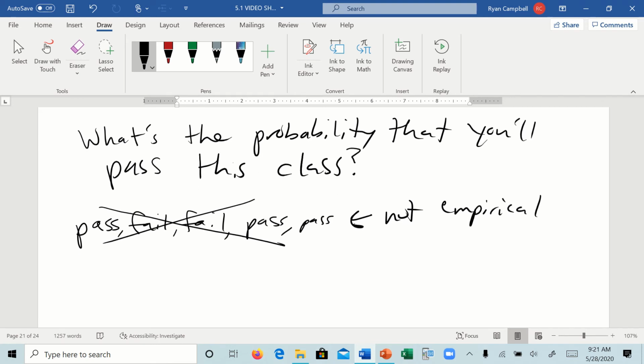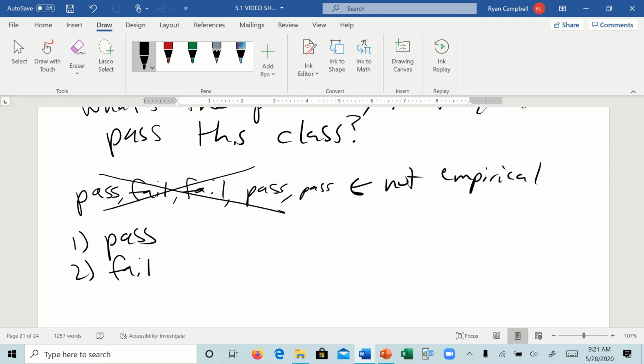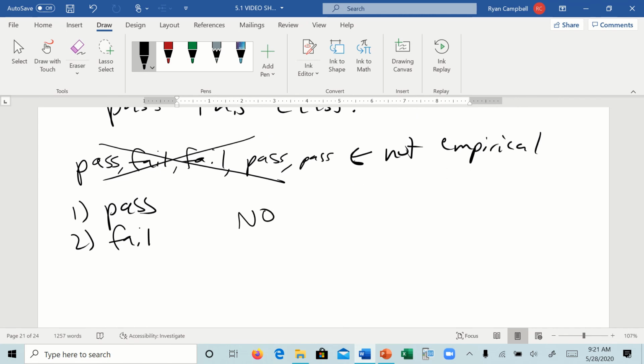And another one, what are the two outcomes that we can have? Well, you either pass or you fail. Are you equally likely of doing both of those? No, you're not, right? Let's just think about this. If you worked really hard on this class, are you equally likely to pass as you are to fail? Hopefully not. Hopefully if you study and you do all the work and you watch all these videos, you're going to be more likely to pass.